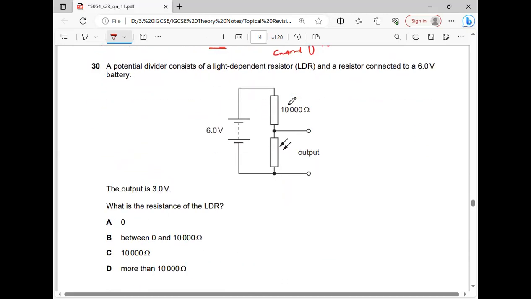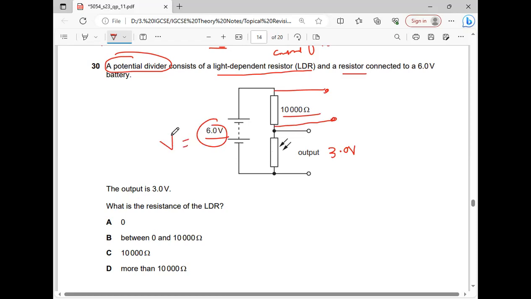Number 30. This question is related to the potential divider. A potential divider consists of an LDR, light dependent resistor, and a fixed resistor connected to a 6 volt battery. The output is 3.0 volts. What is the resistance of the LDR? Now we know that in series combination, voltage divides. What was the total voltage? This is equal to V. This is equal to V1. This is equal to V2. Now we know that V is equal to V1 plus V2.